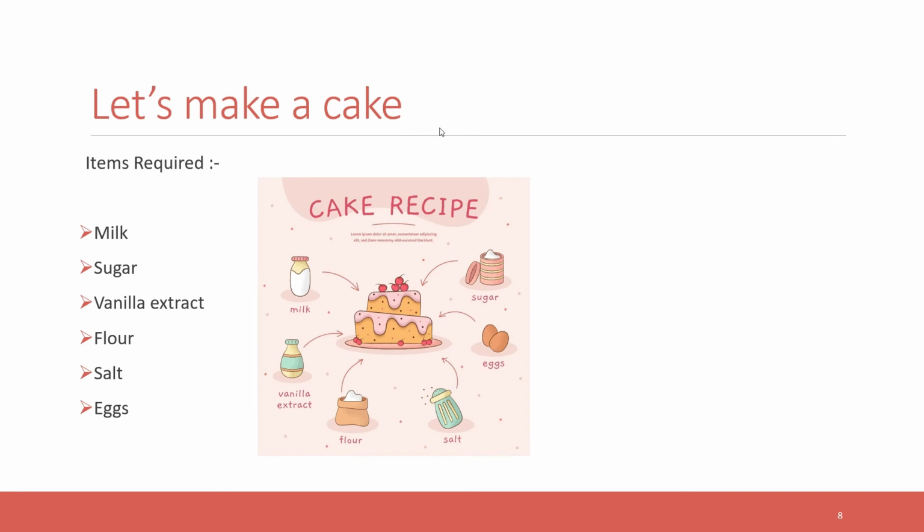Okay, students. Now, we will make a cake. I'm sure you all love eating cakes. Yes? That's why today we will learn how to bake a cake. Let's find out what we need. The items required to bake a cake are milk, sugar, some vanilla extract if you are baking a vanilla flavored cake, flour, salt, eggs. You can even skip eggs if you want to bake an eggless cake. All these things are required to bake a perfect cake.